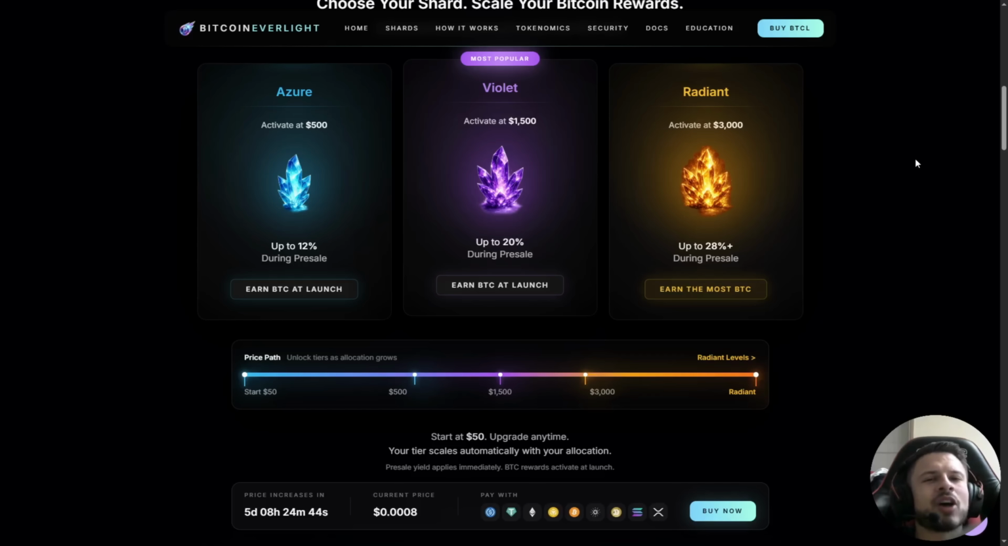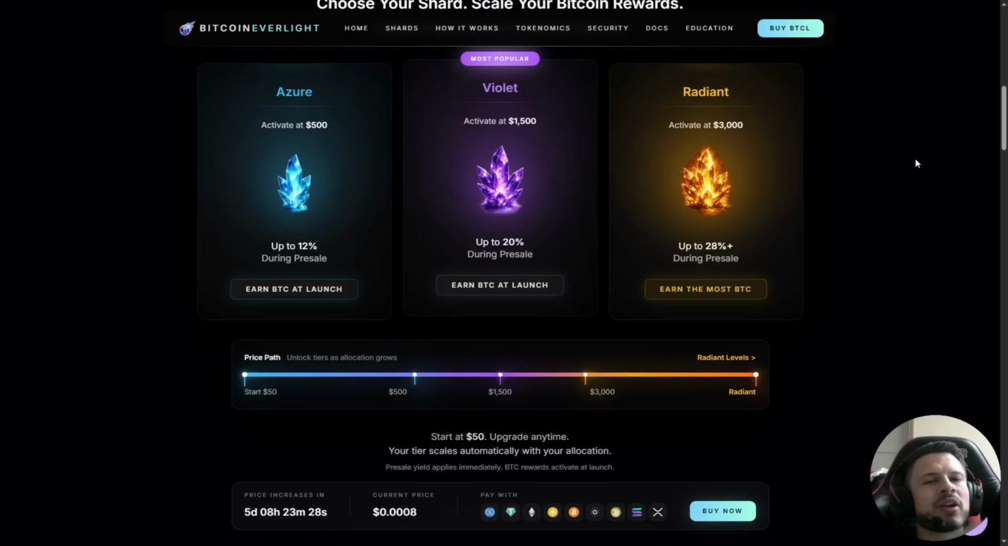Another interesting part of the system is how shards actually activate. Users don't buy shards directly. Instead, during the presale phase, users acquire BTCL token. As the total USD value committed increases, different shards tiers automatically activate. So participation tiers unlock based on the total value committed when a user enters the ecosystem. This mechanism connects presale participation directly with the network infrastructure.